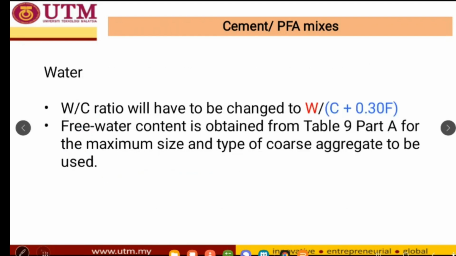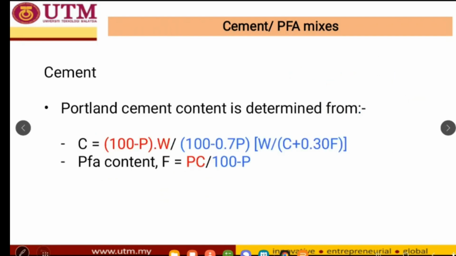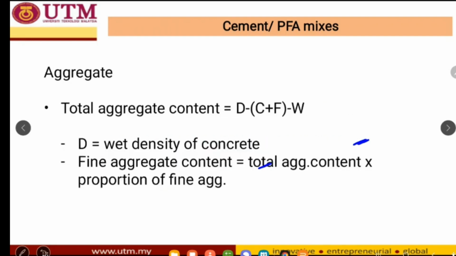So the first one is we have to adjust in terms of the water requirement. So the water cement ratio has to be changed from the existing W/C to W over C plus 0.3F. Okay, and then the free water content is obtained from table 9 part A for the maximum size and types of coarse aggregate to be used. So we will show later on. Meanwhile, for the cement, there are also some modifications that we need to do. Portland cement content C is determined using this formula, which I'm going to show you later on. And the PFA content is determined by using this formula.